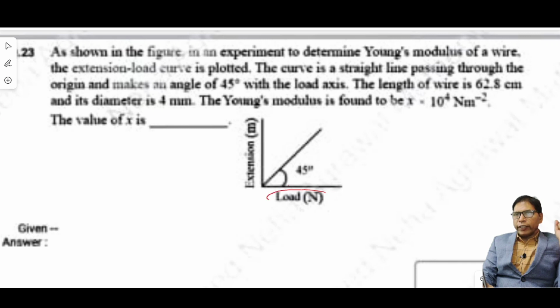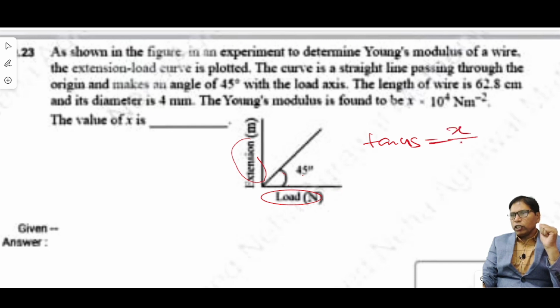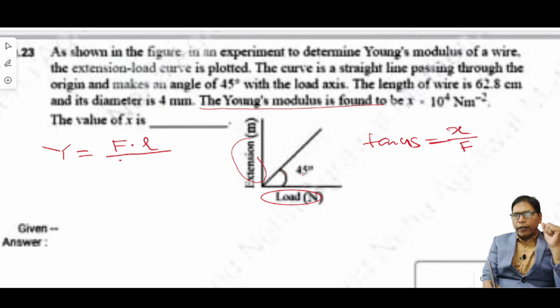Now look at this. This is the load elongation curve. The elongation load curve makes an angle of 45 degree with the horizontal. So this is the elongation divided by the load F. Now we have to calculate the Young modulus. Young modulus Y equals the force into length, whole divided by the elongation into area of cross section.